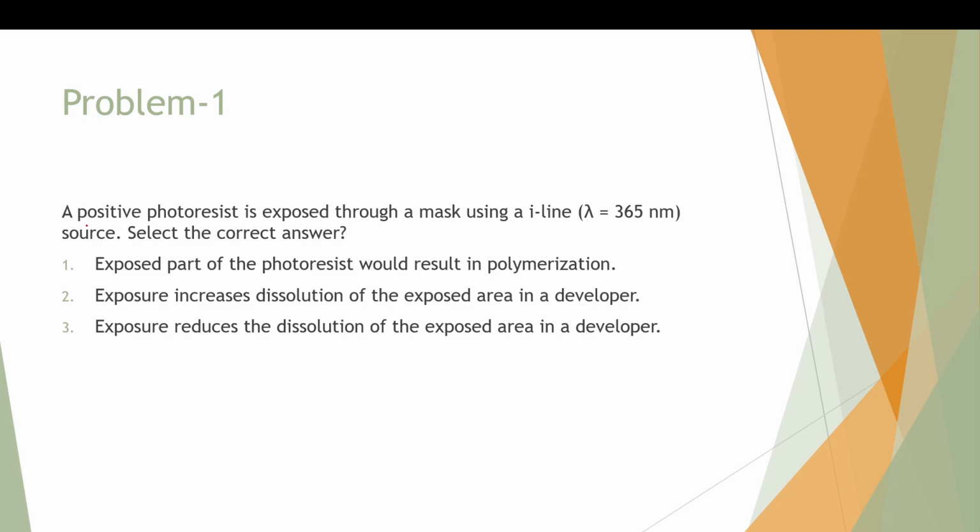Right. So let us begin with the first question. A positive photoresist is exposed through a mask using an I line, that is lambda equal to 365 nanometer source. Select the correct answer. So they have given us that it is a positive photoresist. The options are: exposed part of the photoresist would result in polymerization; exposure increases the dissolution of the exposed area in a developer; and exposure reduces the dissolution of the exposed area in a developer. So again, this is a question regarding the definition of positive photoresist. What do we mean by a positive resist and a negative resist?